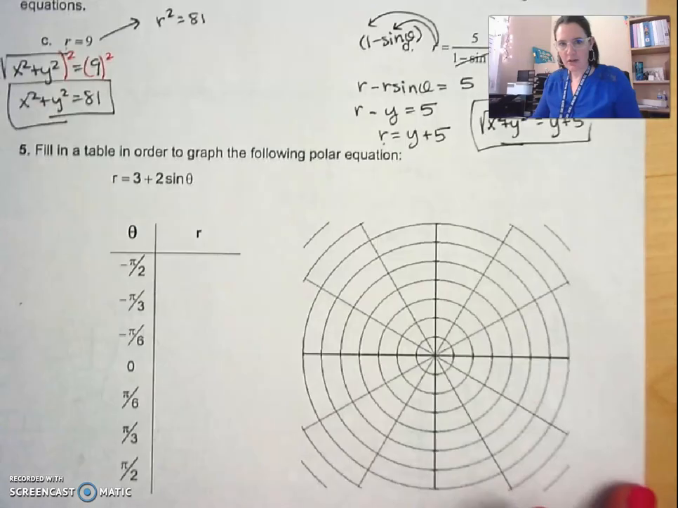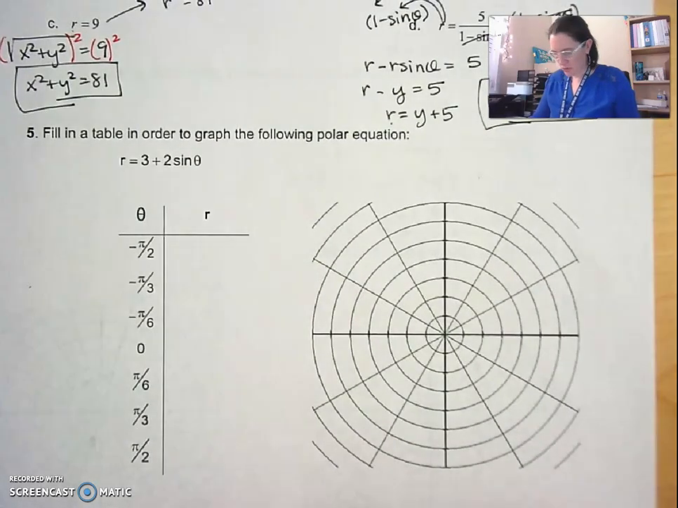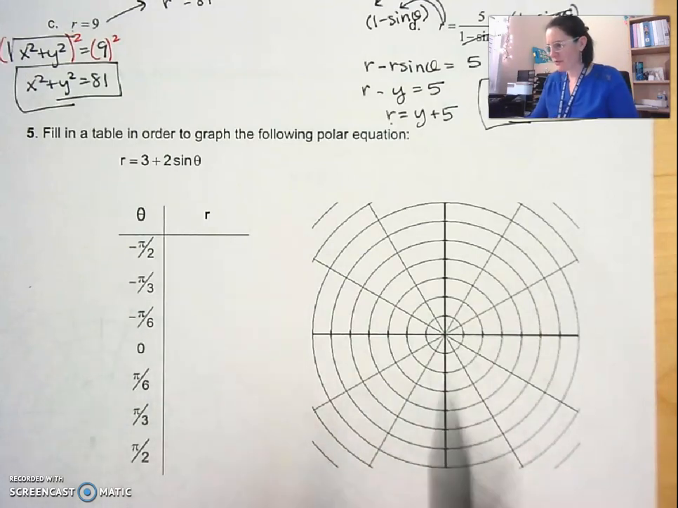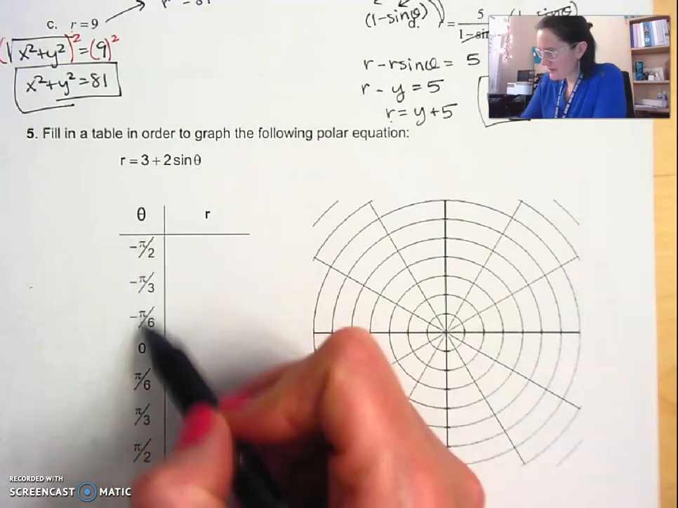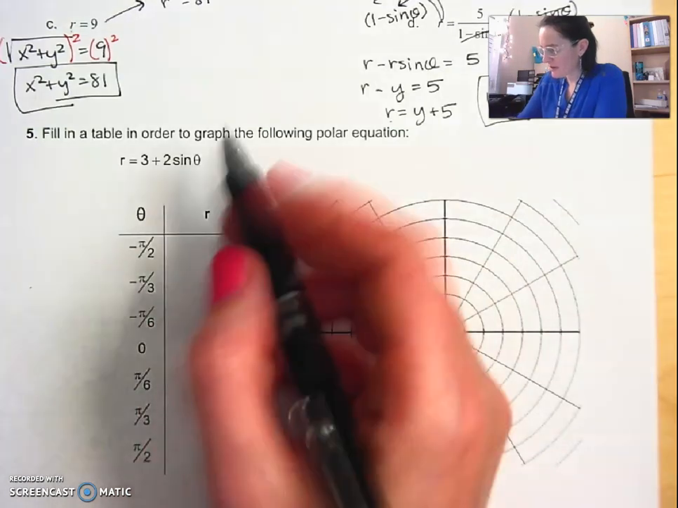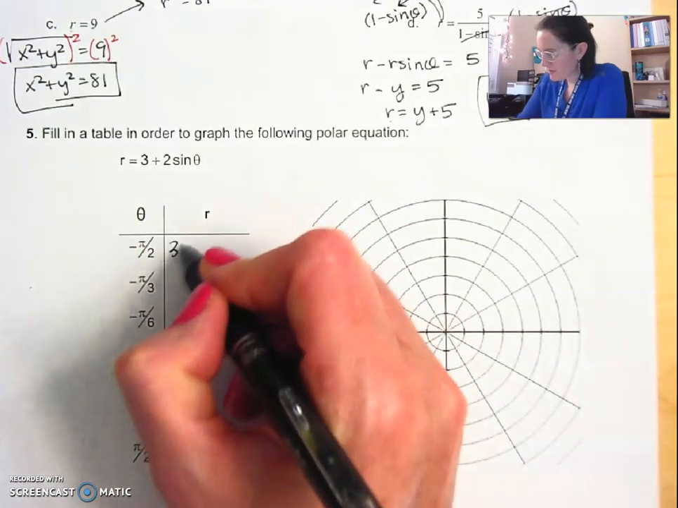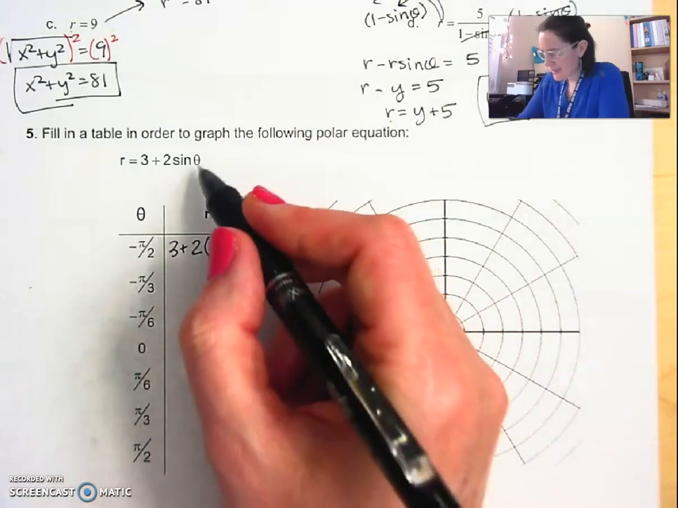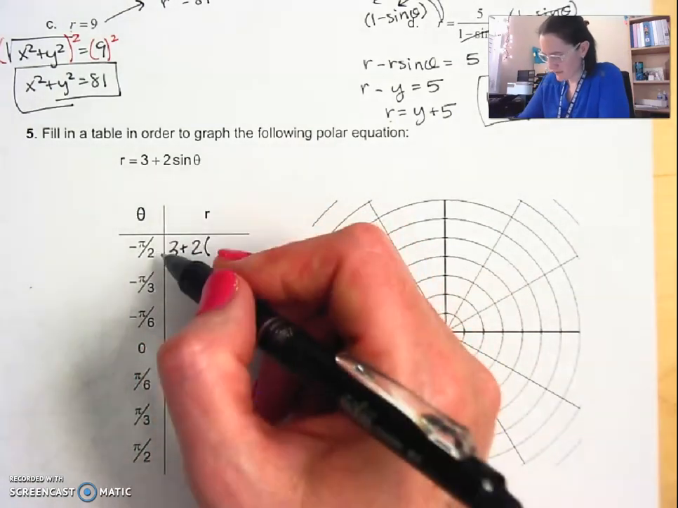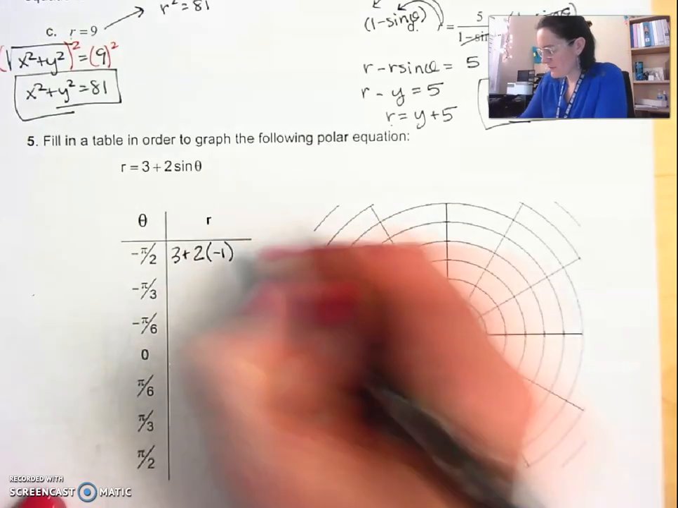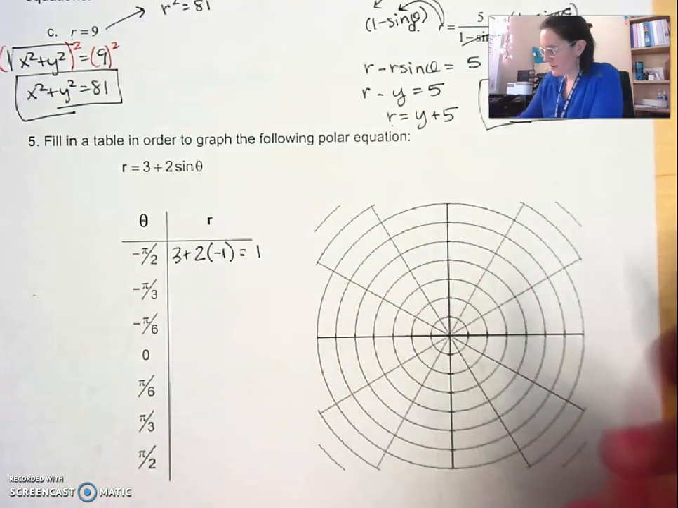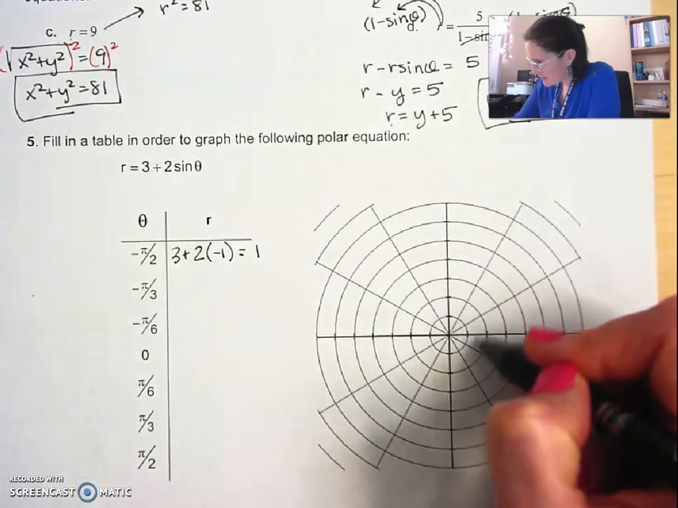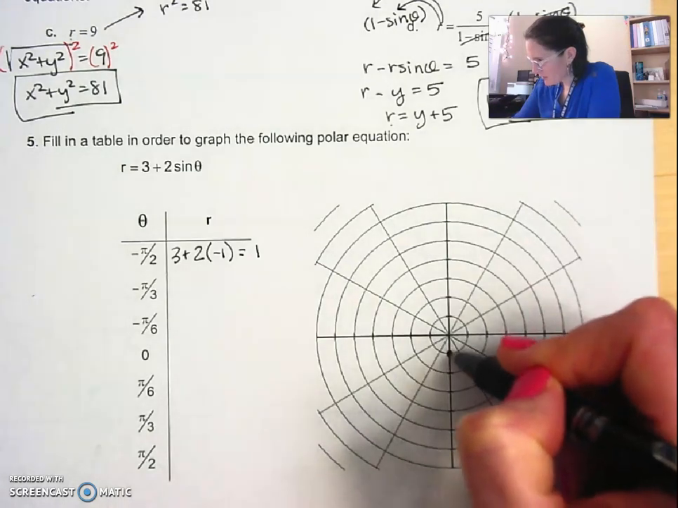And then on this last part, we are going to graph this polar equation. I'm going to get you started and then ask you to pause the video to finish the table out yourself. So we are going to take, these are my thetas, and I'm going to plug them in to solve for my r's. So I'm going to start with 3 plus 2 times sine of this first theta, so sine of negative pi over 2, which is negative 1, and 3 minus 2 makes positive 1. So if I were to go graph that, negative pi over 2 is here, and my radius of 1 gives me a point right here.